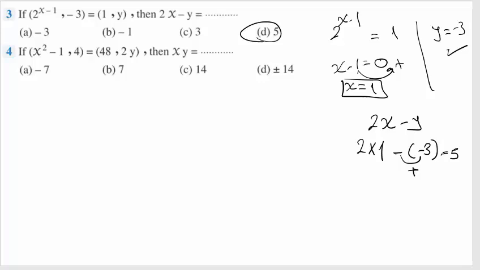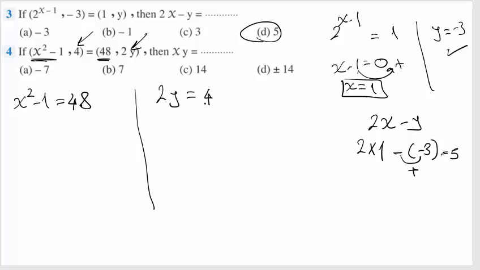x power 2 minus 1 and 4 equals 48 and 2y. What is the value of x multiplied by y? You know that x is standing behind y. This means that I would like to multiply x and y together. First of all, as we said, we will divide our capital into 2 parts. To say that x squared minus 1 equals 48, first image equals the first image, the second image equals the second image, then 2y equals 4.